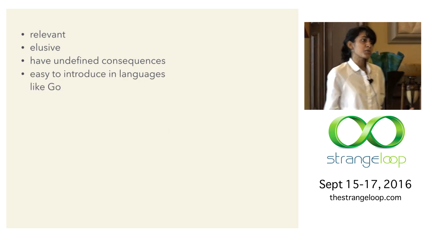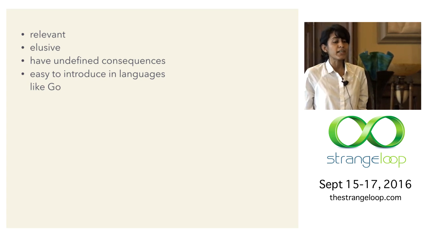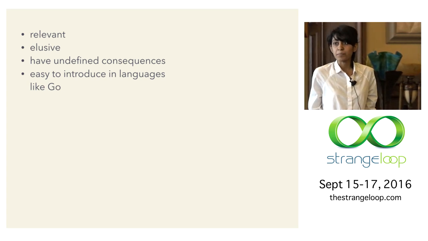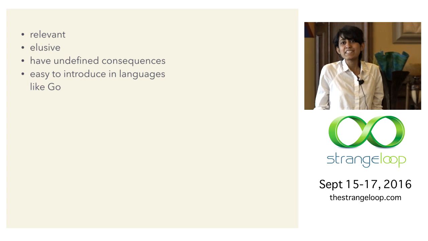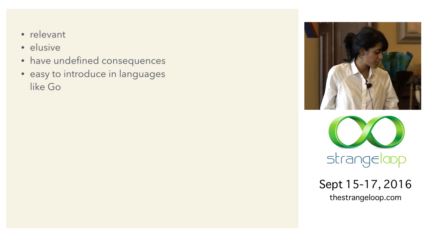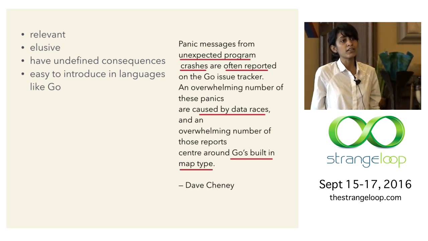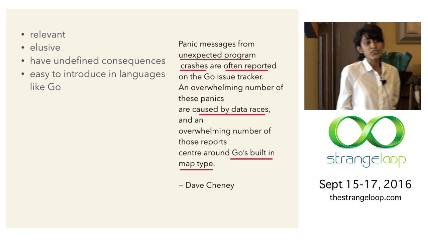The last feature about data races that makes them interesting is specific to a language like Go, and some other languages like Python, which is that it's almost easy to unintentionally and unknowingly introduce data races. The Go map implementation, for example, in the standard lib is not safe for concurrent access. And a lot of new Go programmers just don't know this.